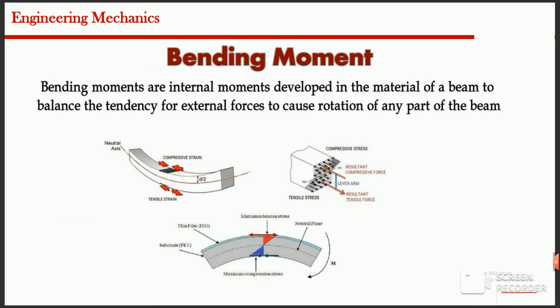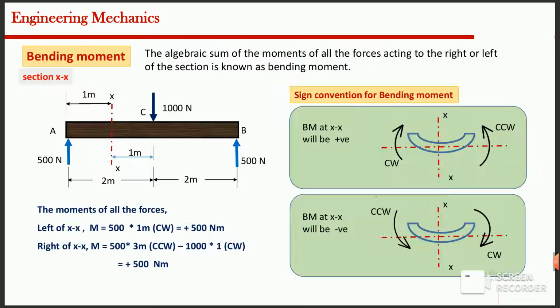To calculate the bending moment, we multiply each force by its perpendicular distance from the section and then add all the moments together. The diagram shown here illustrates how the beam bends under loading. The upper surface experiences compression while the lower surface experiences tension. Between them lies the neutral axis, where the bending stress is zero. Understanding bending moment helps engineers design beams that can safely resist bending without failure.